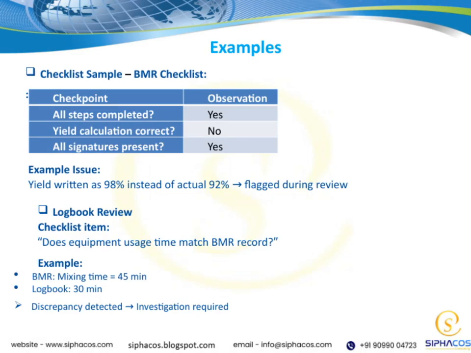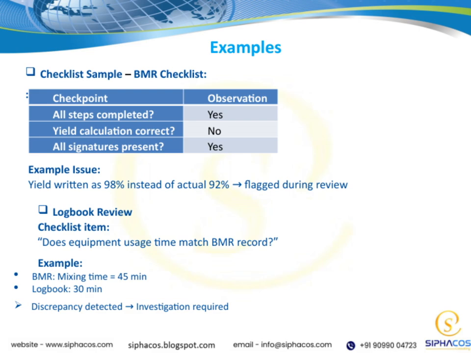The key checklist item here is asking whether the equipment usage time matches the BMR record. For example, if the BMR indicates a mixing time of 45 minutes, but the logbook shows only 30 minutes, that discrepancy needs to be investigated further. This kind of mismatch could point to issues such as recording errors or process deviations. Another common example is when the yield is written as 98% in the logbook, but the actual yield was 92%. When we spot such discrepancies during the review, it's important to flag them for further investigation.